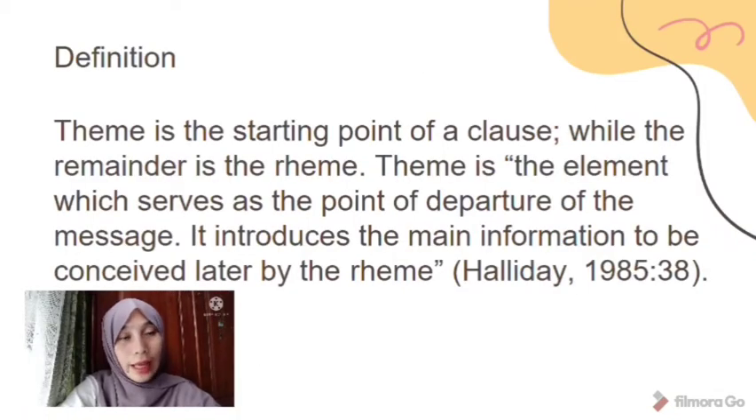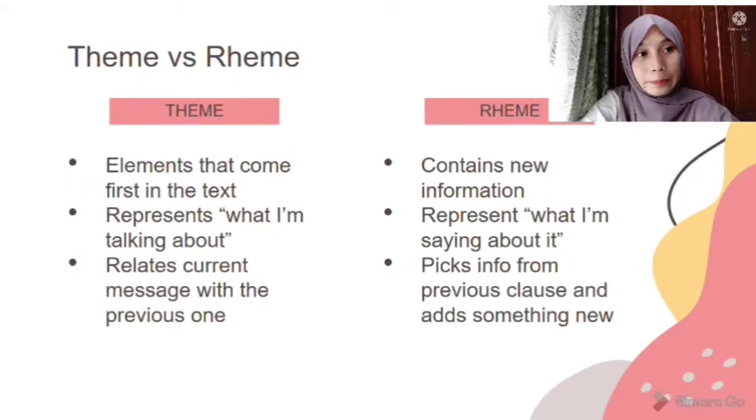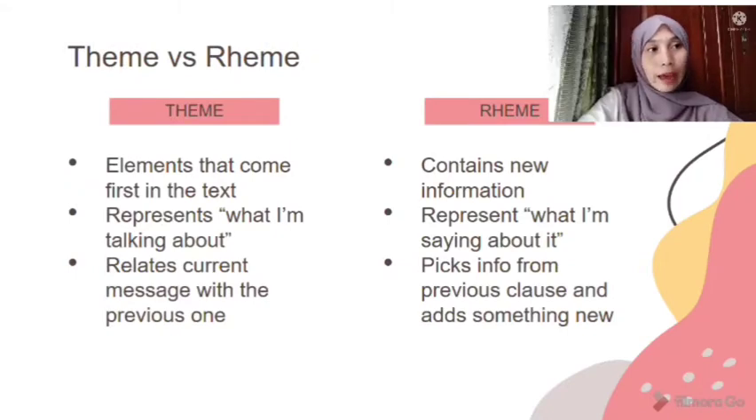According to Halliday, theme is the starting point of a clause, while the remainder is the rheme. Theme is the element which serves as the point of departure of the message. It introduces the main information to be conceived later by the rheme. In the system of theme, we have 2 different elements, that is the theme and rheme.